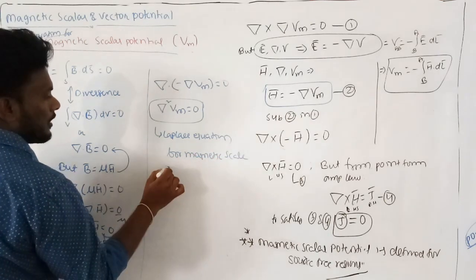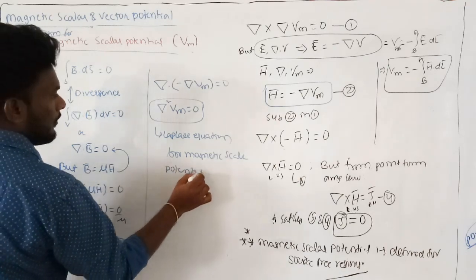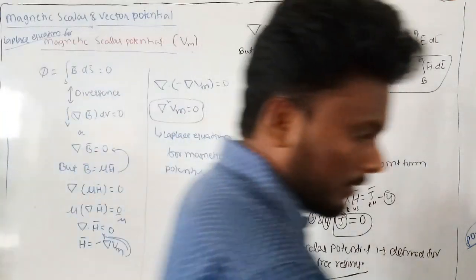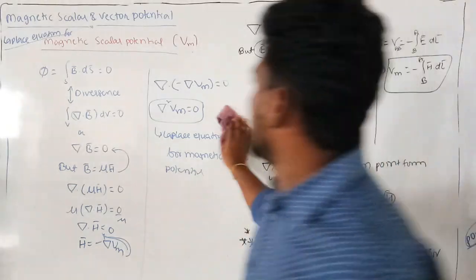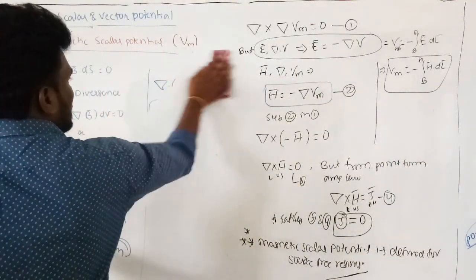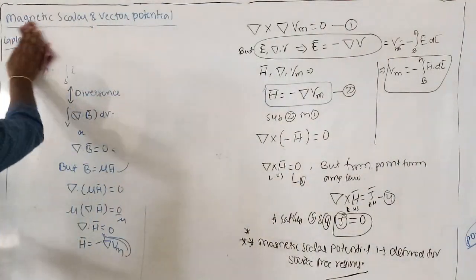Okay, now we will see the second one. What is the second one? Magnetic vector potential.